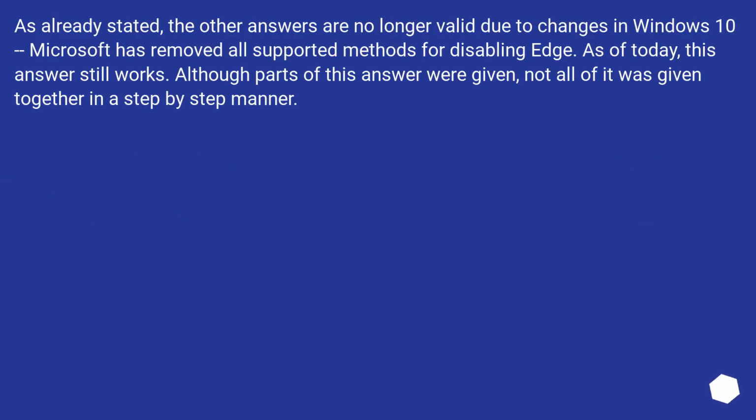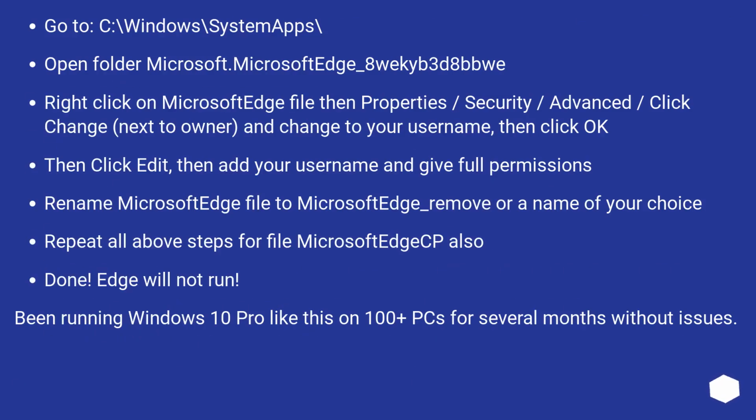As already stated, the other answers are no longer valid due to changes in Windows 10. Microsoft has removed all supported methods for disabling Edge. As of today, this answer still works. Although parts of this answer were given, not all of it was given together in a step-by-step manner. Go to c:\Windows\SystemApps\ and open the folder Microsoft.MicrosoftEdge_8wekyb3d8bbwe.